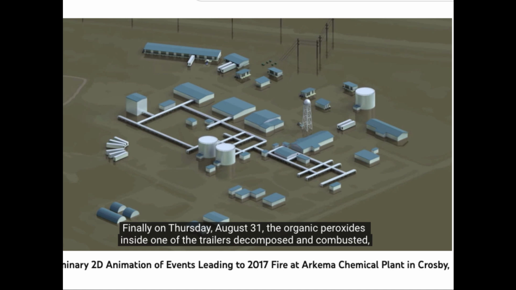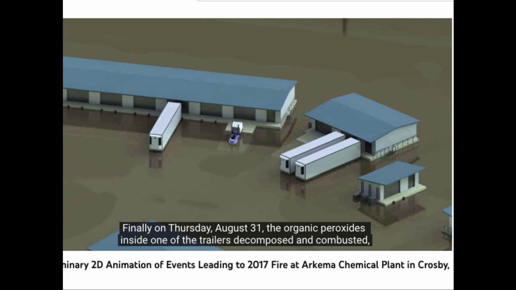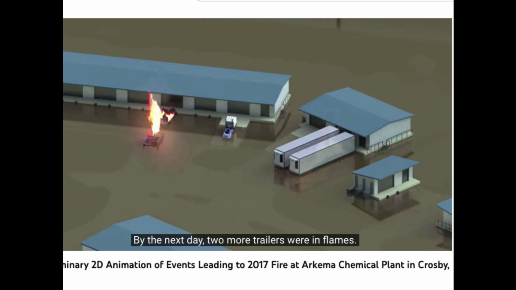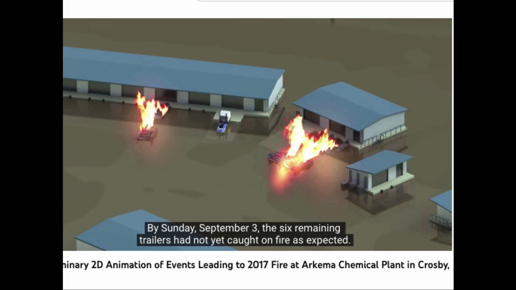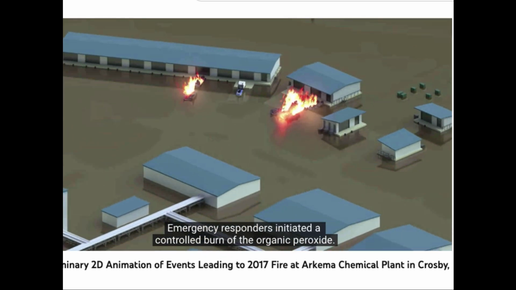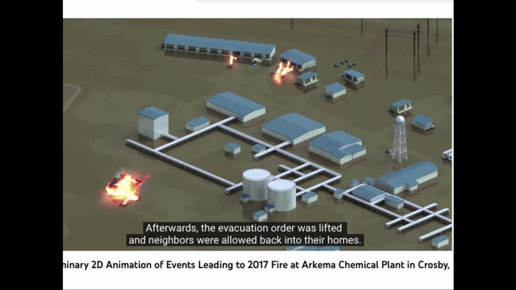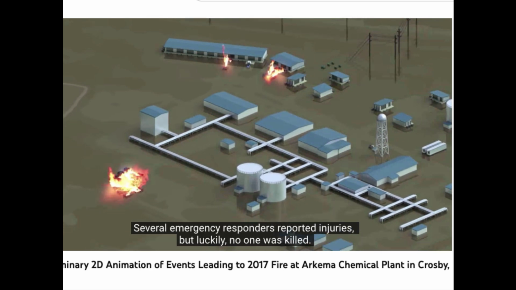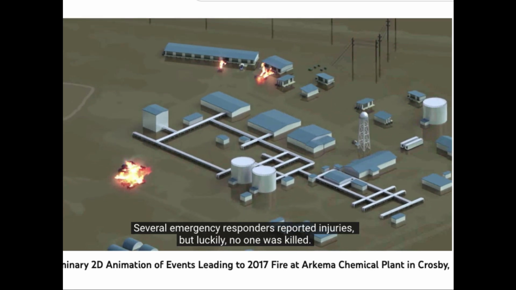Finally, on Thursday, August 31st, the organic peroxides inside one of the trailers decomposed and combusted, causing the vehicle to burn. By the next day, 2 more trailers were in flames. By Sunday, September 3rd, the 6 remaining trailers had not yet caught on fire as expected. Emergency responders initiated a controlled burn of the organic peroxide. Afterwards, the evacuation order was lifted, and neighbors were allowed back into their homes. Several emergency responders reported injuries, but luckily, no one was killed.